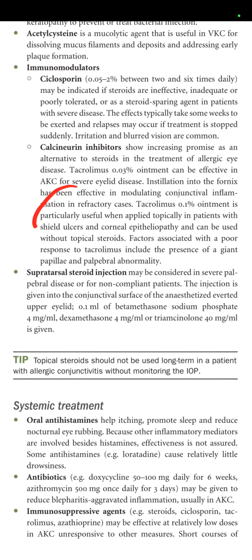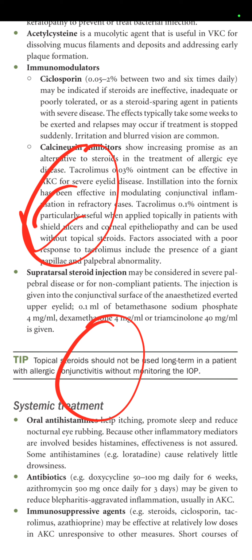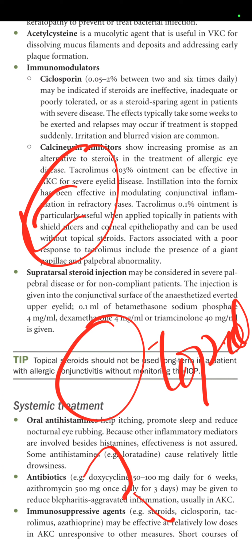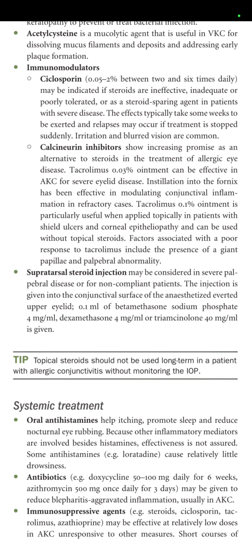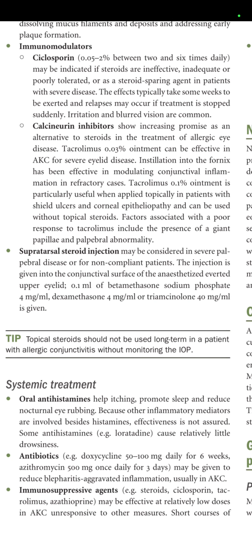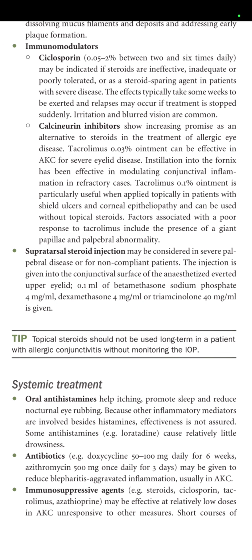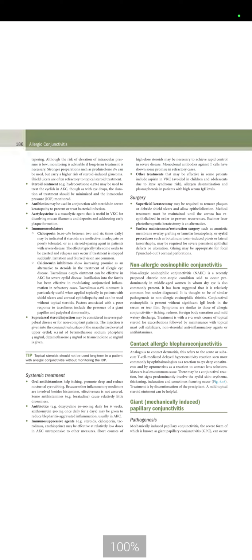So when we give the supratarsal steroid injection, we give local topical anesthesia to the patient, and then we evert the lid, and then we take a 1 ml syringe and give 0.1 ml of betamethasone, or dexamethasone 4 mg per ml, or triamcinolone. And basically it is used for cases of severe papillary conjunctivitis, giant papillae, and for non-compliant patients. Then there is a systemic treatment.